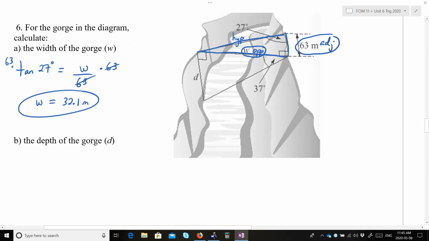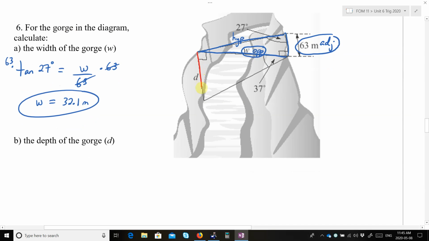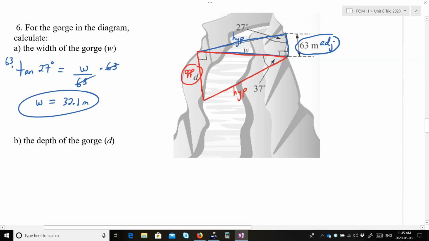And find the depth of the gorge. The depth is right here. Across from the 37, that is the opposite side, that's what we want to find. This is the hypotenuse, so we're going to have to use that W that we found, which is 32.1.